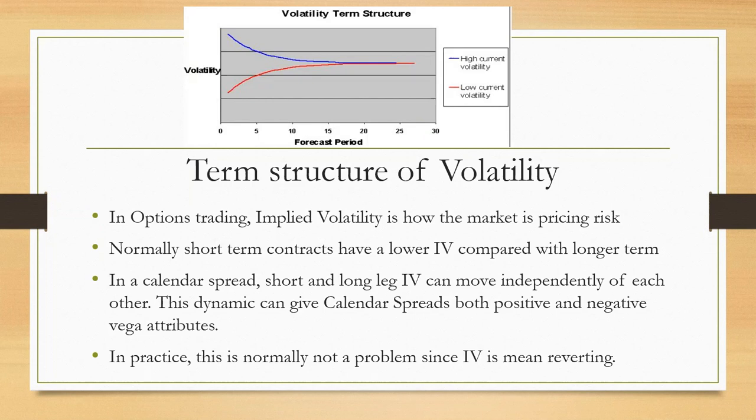So if we're all worried about New York City getting nuked, the options are going to be real high. If everybody's happy, volatility is lower. Short-term contracts have lower IV compared with long-term.